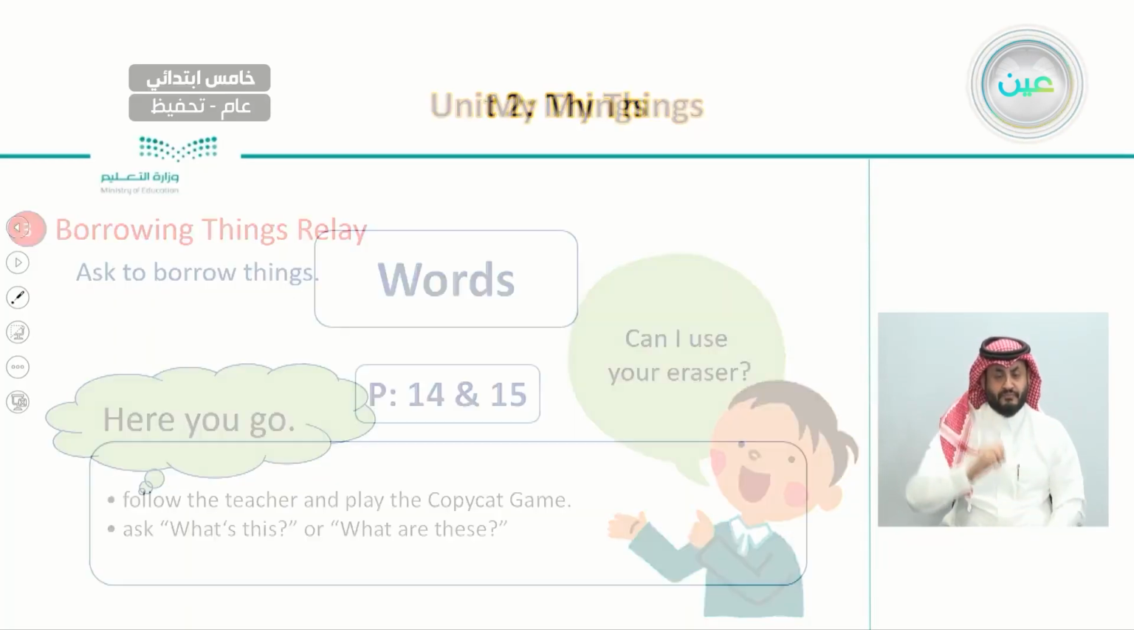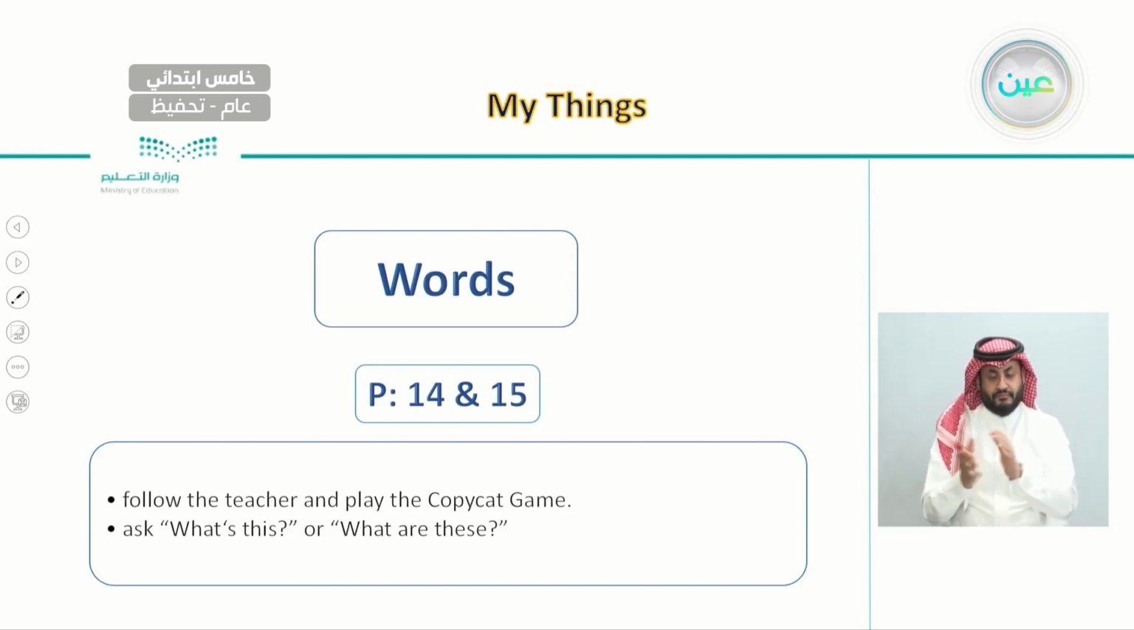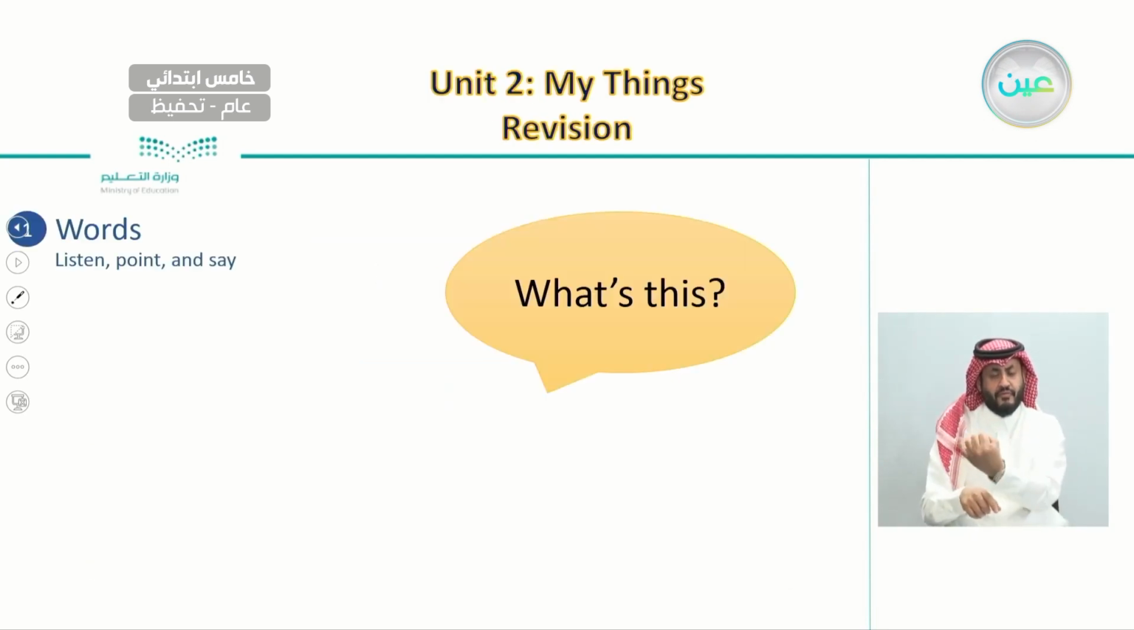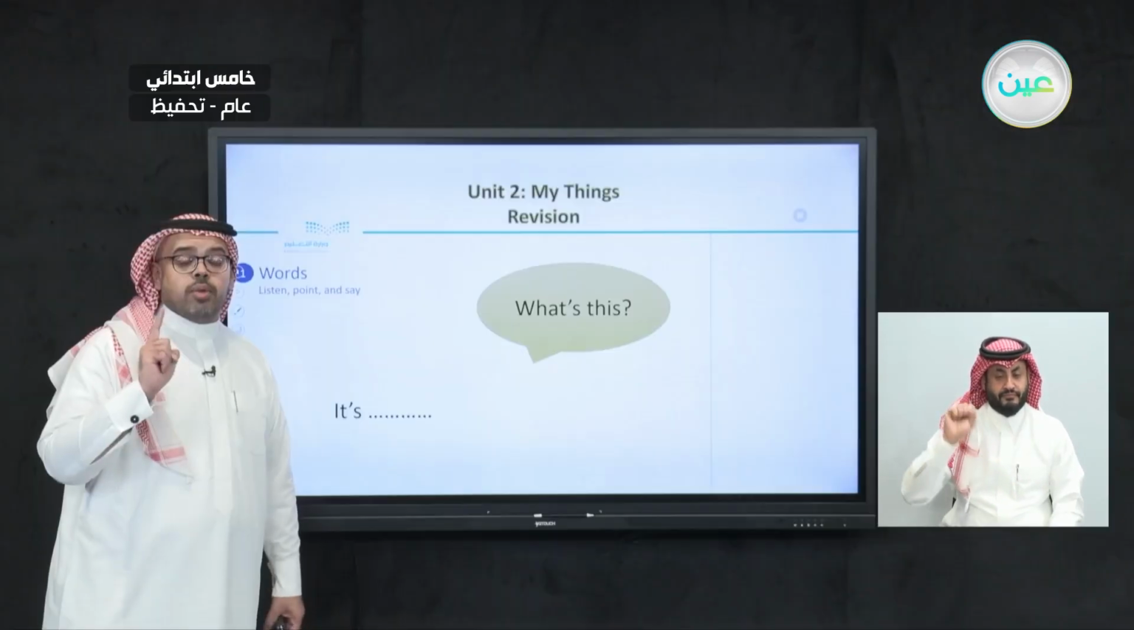After this, we had the third lesson, which is called Words, on pages 14 and 15. Our goals in this lesson were to follow the teacher and play the copycat game, and also to ask what is this and what are these. We said that in this lesson, it is important that we are able to answer this question and learn when to ask such a question. When we say, what is this? It means that we are asking about one thing.